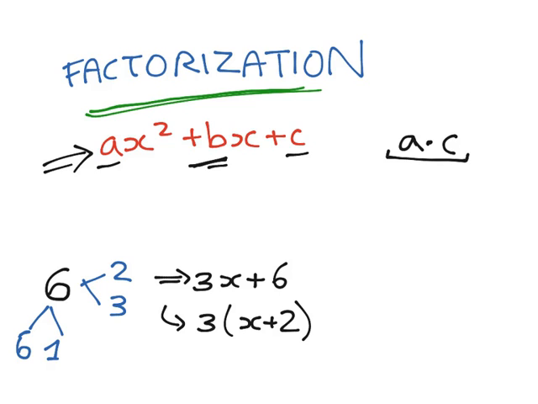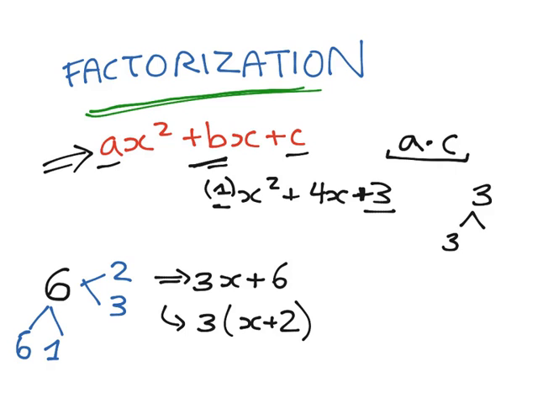Let's try an example. Take the equation x squared plus 4x plus 3. If we multiply our a and c values, our a value is 1 here, an invisible 1, and 3. So our product of the a and c values is 3. If we factorize that, we get 3 and 1. And look, it works. If we add 3 and 1, we get our b value, 4.